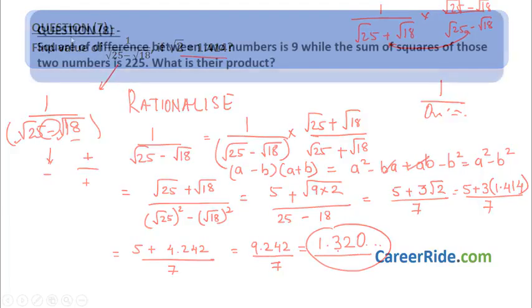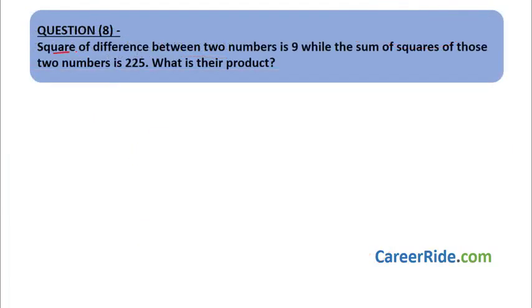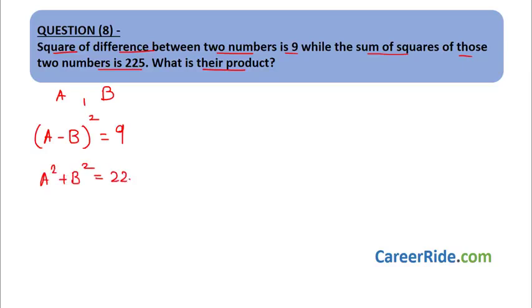Moving on. Question number 8. Square of difference between two numbers is 9, while the sum of squares of those two numbers is 225. What is their product? Again, an easy one. Let the two numbers be A and B. So the square of the difference between the two numbers is equal to 9, while the sum of squares of those two numbers is 225.